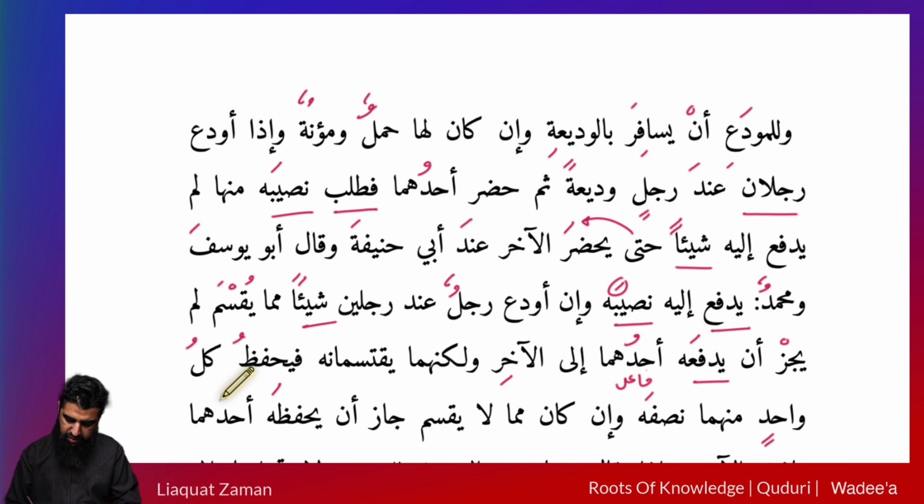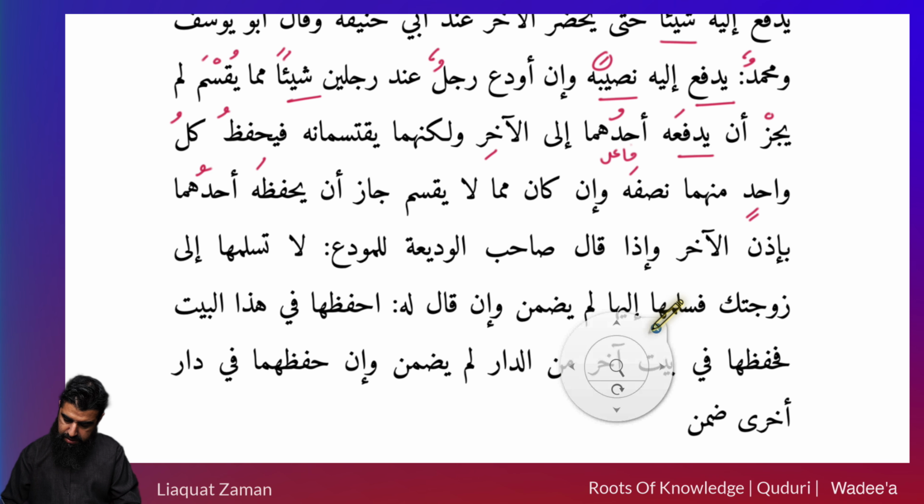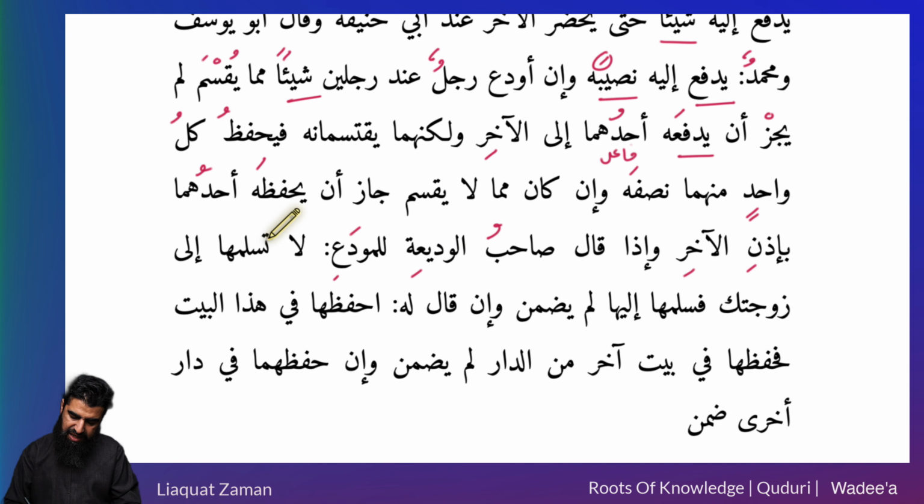جاز أن يحفظه أحدهما كل واحد منهما. جاز أن يحفظ بإذن مضاف إليه. وإذا قال صاحب الوديعة للمودع لا تسلمها, سلم يسلم, النهي, لا تسلمها إلى زوجتك, جار مجرور. فسلمها في الفاعل. لم يضمن. Okay, and احفظ أمر, احفظها في هذا البيت.